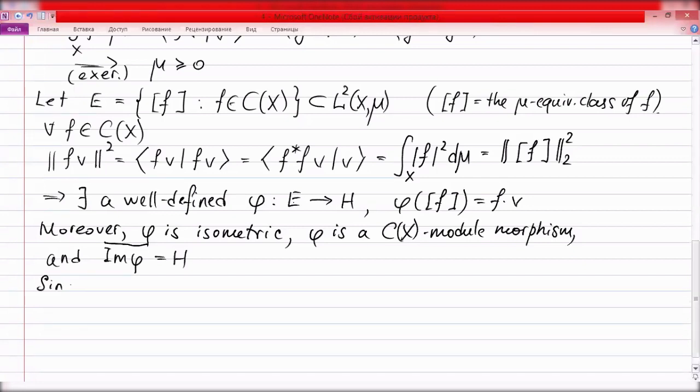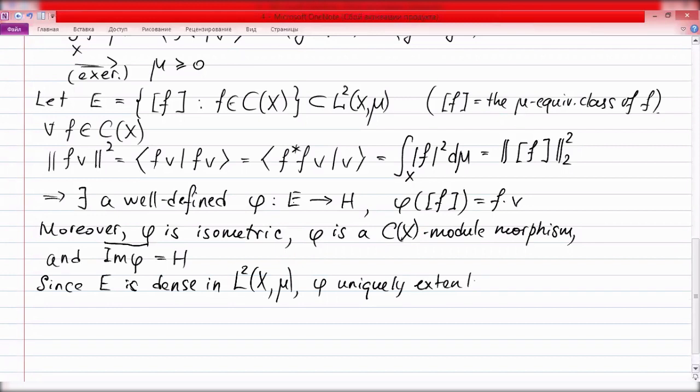So now, since E is dense in L2 of X, mu, we see that phi uniquely extends to a unitary isomorphism from L2 of X, mu to H. And this completes the proof.